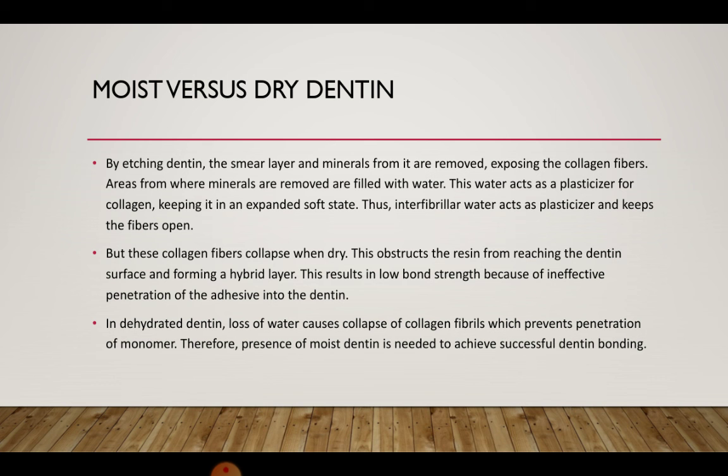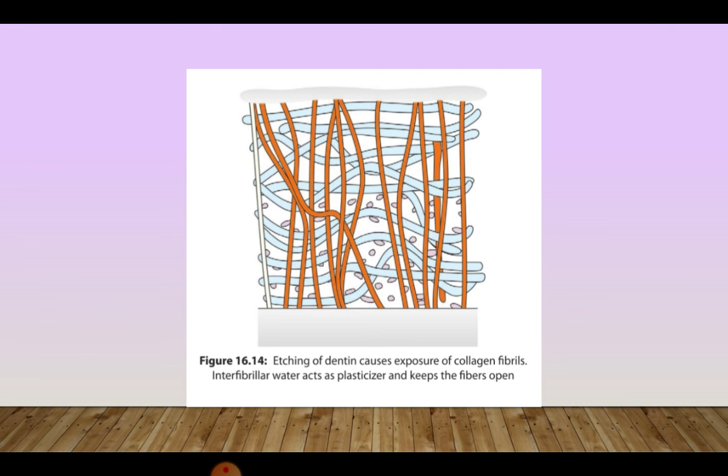Now, in dehydrated dentine, loss of water causes collapse of the collagen fibrils and prevention of proper penetration of the monomer. Therefore, as I said, moist dentine is a must to achieve successful dentinal bonding. In this figure, you can see how the etching of the dentine causes exposure of the collagen fibrils, and here there is interfibrillar water also, which acts as a plasticizer and keeps the fibers open.